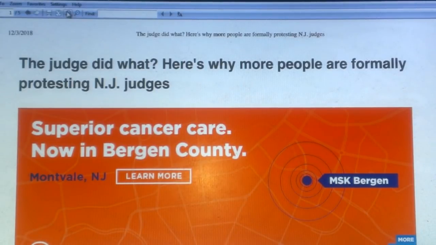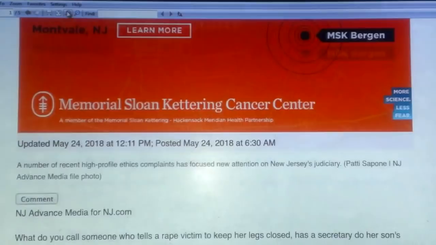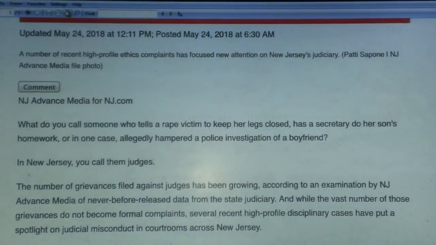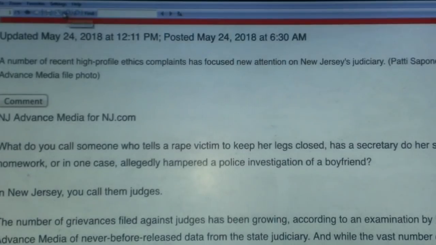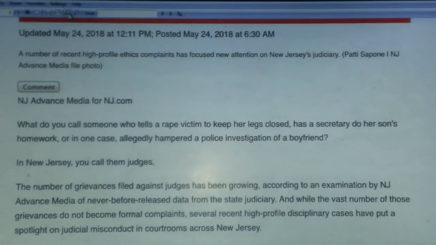So look at this right here. The judge did what? Here's why more people are formally protesting New Jersey judges. Do you hear me, family? You can pull these things up over in your territory. Family, you can pull this stuff up. So here it is, family. Let me go up a little. I'm hoping you can actually read this. But here it is right here.